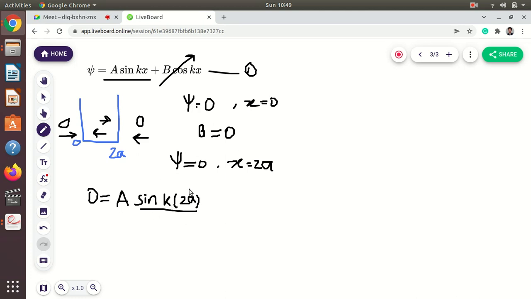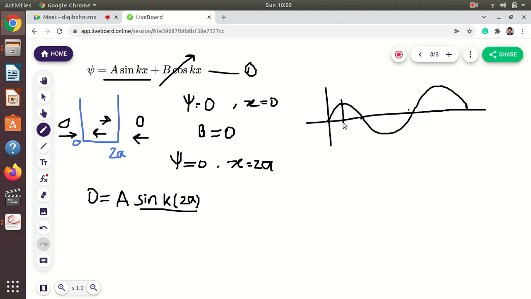Tell me, when is the sine function 0? It is 0 at various points. It is 0 at this point, at this point, at this point. So what are these points? nπ. Okay.